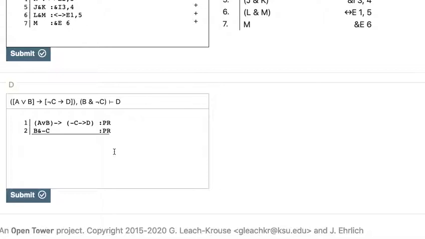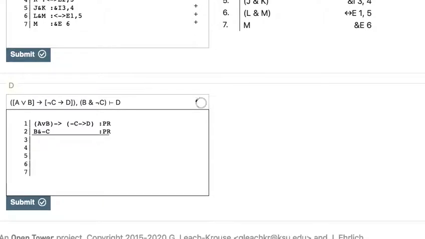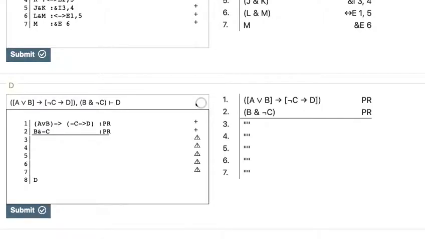Here we have two premises. One of them is the conditional A or B, arrow, not C or D, and the conjunction B and not C. And what we want is D as a conclusion. For this example, I'm going to think a bit more strategically. For the examples so far, I've just looked at the premises and worked on them and seen what I could derive. But here, I want D at the end.